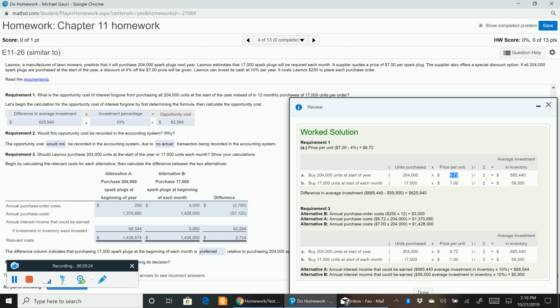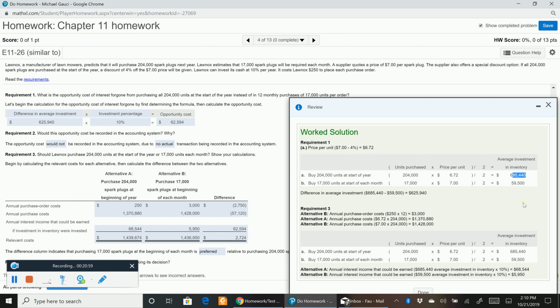The reason why we divide by 2 is, once again, this is an average. So at the beginning of the year, we have all of the spark plugs on January 1st. By the time December 31st rolls around, a full year, we should have used all the spark plugs. So you're going to take a simple average. All the spark plugs are there at the beginning of the year. None of them are left at the end of the year, so we will simply divide by 2. So the average investment in inventory at any given time is this $685,440. That's the average investment that we have.